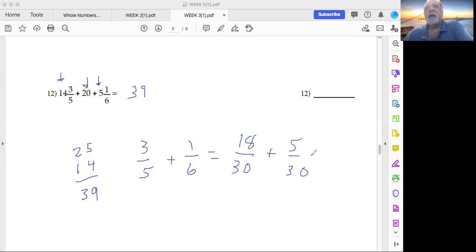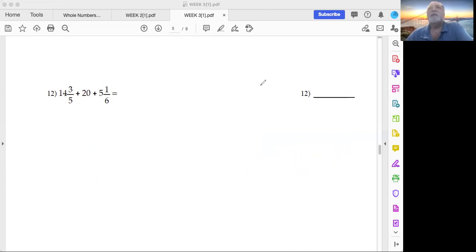Now we can add them, right? So 18 and 5, right? It's going to be 23 over 30. So this is 39 and 23 thirtieths. That's how we do a problem like that. Clear this out. Move down.